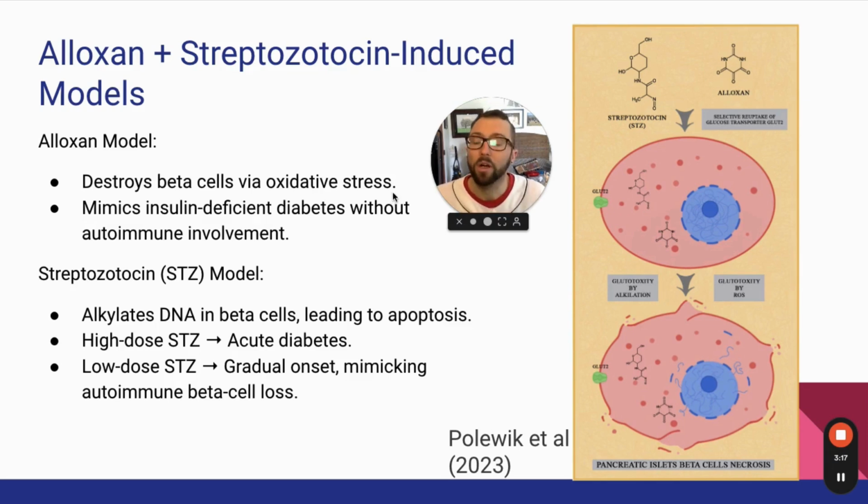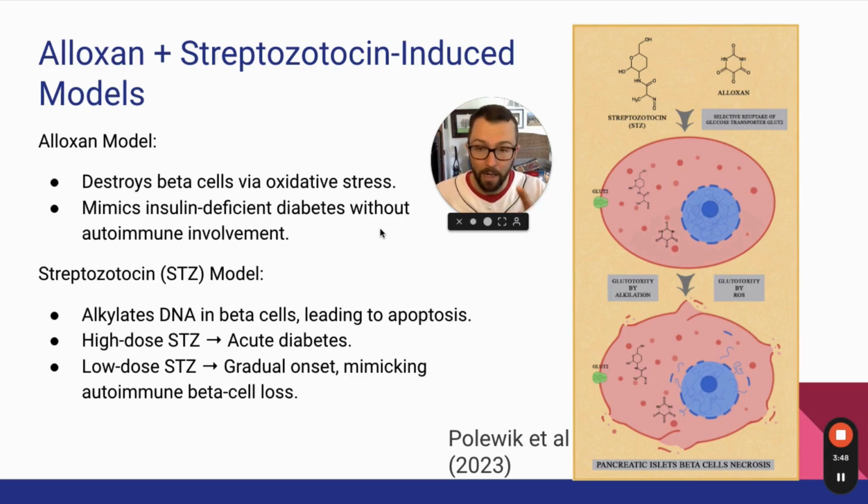For the alloxan model, it destroys beta cells by creating a lot of oxidative stress. This is meant to create a model that mimics insulin deficient diabetes because it's basically coming in and mowing down beta cells from the inside out. It's just creating so much ROS in a very short period of time that there is an ensuing immune reaction against the beta cells that are dying.